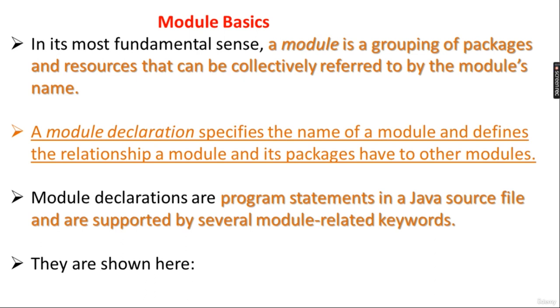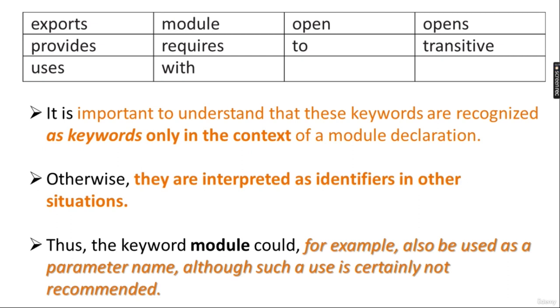So what we have learned is that a module is a grouping of packages and resources all together that is collectively referred to by the module's name. How do you declare a module? You give the module a particular name and define the relationship the module and its internal packages have to other modules. It will be declared in a .java file and supported by several module related keywords. Those are exports, provides, uses, module, requires, with, open, to, opens, transitive. These are the keywords newly added to support modules. It is important to understand that these keywords are recognized as keywords only in the context of a module declaration. They are not used anywhere else; they will be used only and only in the context of a module declaration.